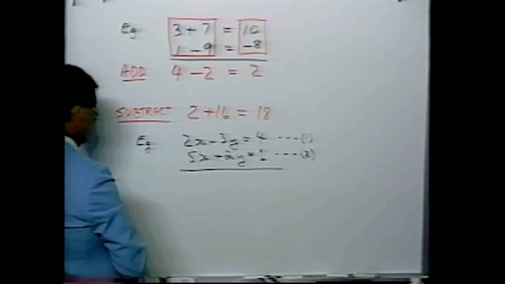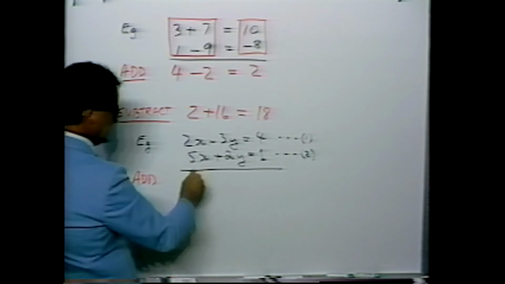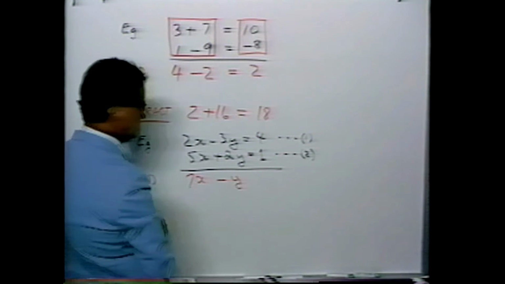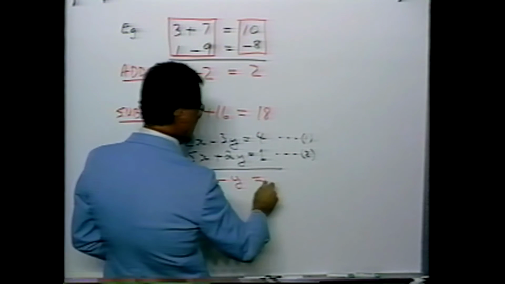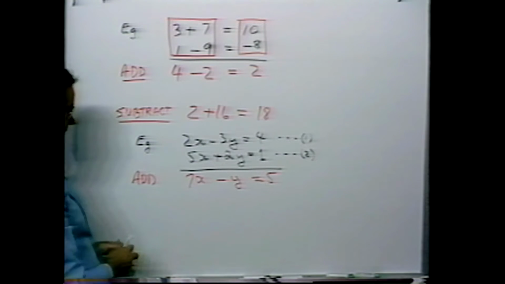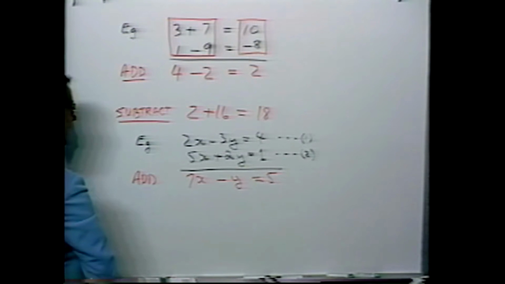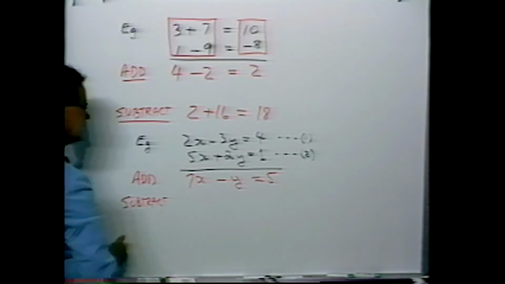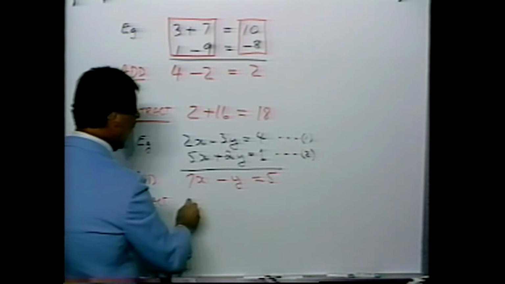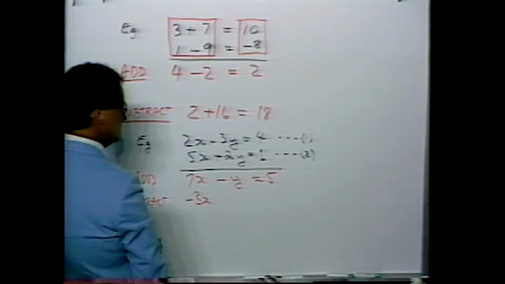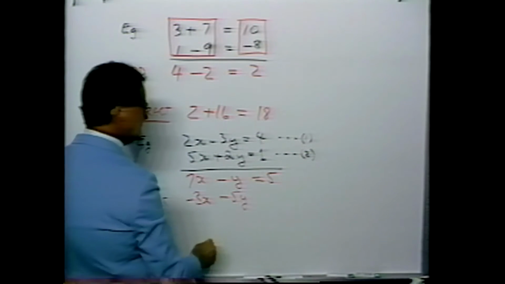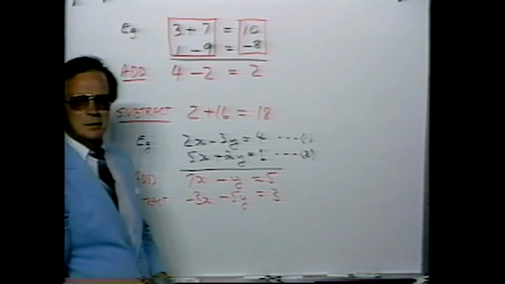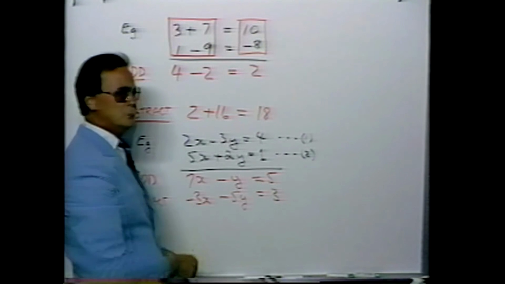If I add, I get 7x, I get minus y, and I get 5. If I subtract, I'll get something different. And I will get here minus 3x minus 5y equal to 3. So each of these results, which look different, belong to the original system.